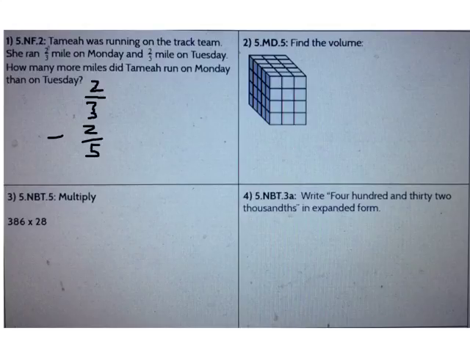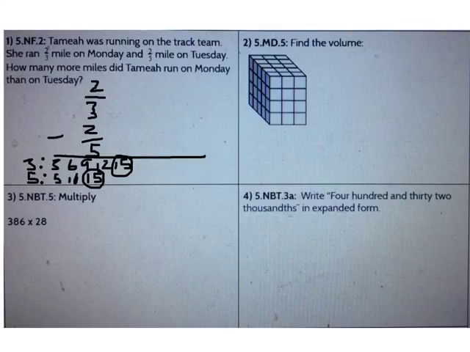Can I subtract these two fractions like they are? No, they don't have the same denominator. So the first thing I need to do is list my multiples and find the least common denominator. Go ahead and do that now. What's the least common denominator of 2/3 and 2/5? The least common denominator is 15.